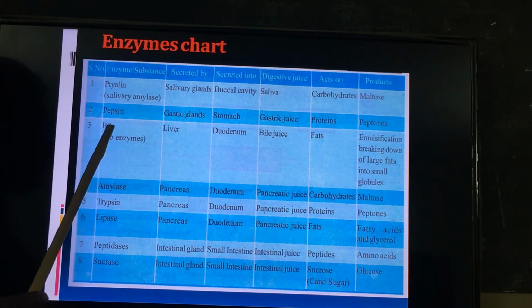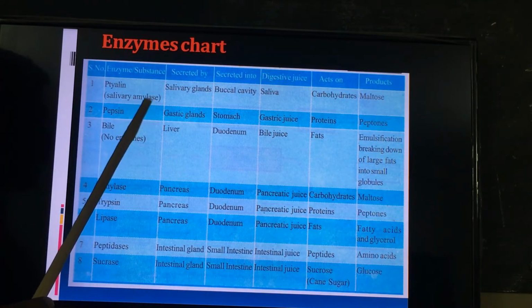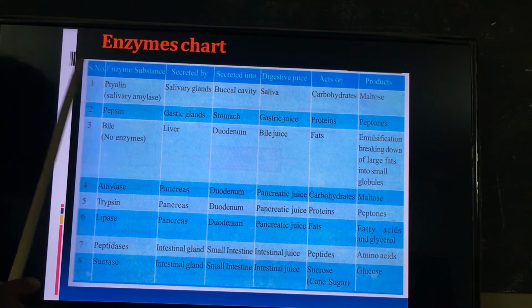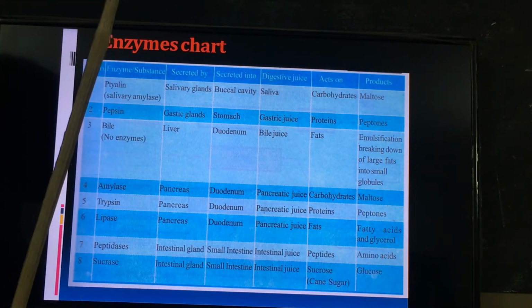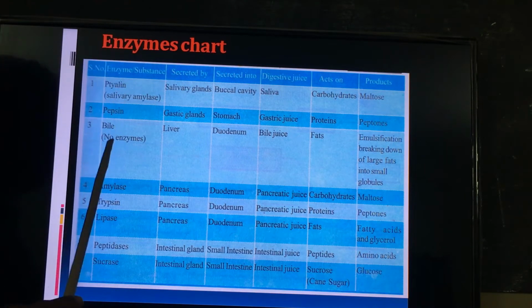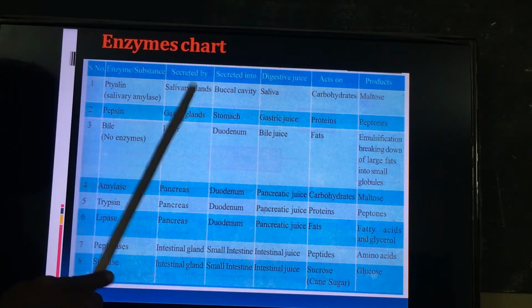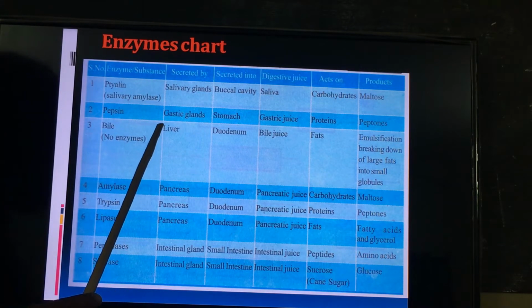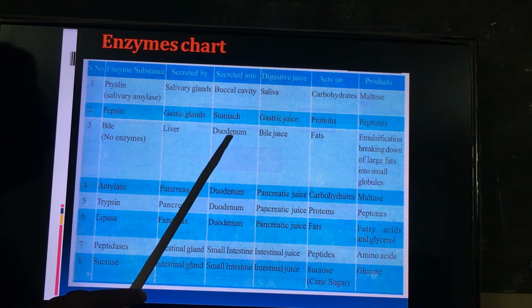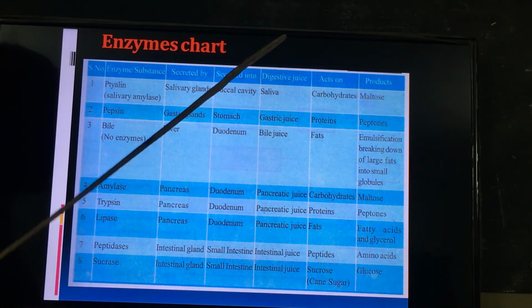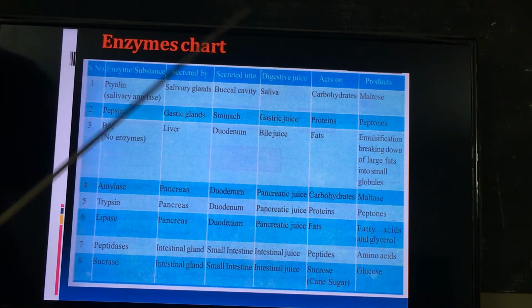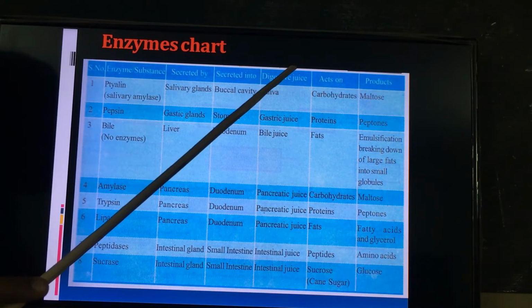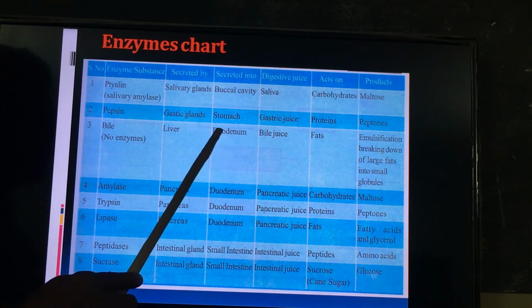Bile. I already explained. Bile is yellow in color and contains pigments called bilirubin and biliverdin. But bile does not contain any enzyme. Very, very important exam point: the juice which does not contain any enzyme is bile. It is released from the liver, the largest gland in the body, into the duodenum. What is the shape of the duodenum? U shape. It is the first part of the small intestine.